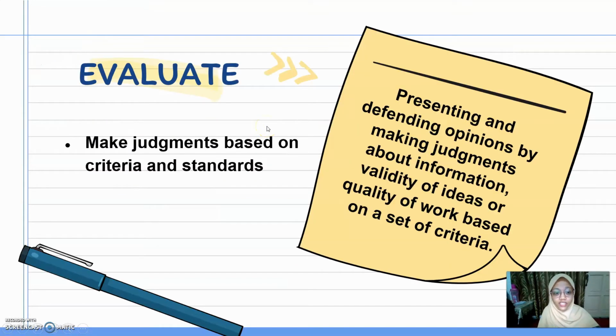Evaluate. Evaluate is make judgments based on criteria and standards. This level highlights that students should be able to justify their own idea based on the criteria. Teacher should ask the student to present and defend their own opinions by making judgments about information, validity of ideas, or quality of work based on a set of criteria.